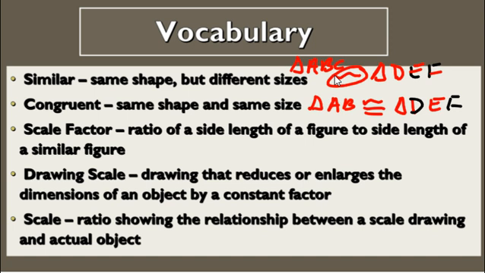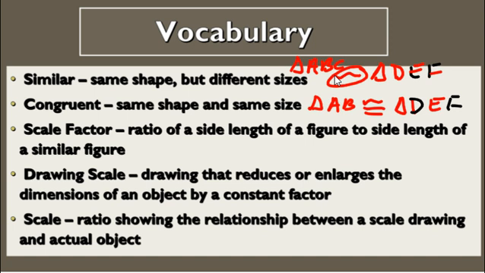And then we're going to be looking at scale factor today. A scale factor is just the ratio of a side length of a figure to the side length of a similar figure. So for the scale factor, the sides need to be proportional, and you're dealing with the same side of both similar shapes. And then the drawing scale is just a drawing that reduces or enlarges the dimensions of an object by a constant factor.